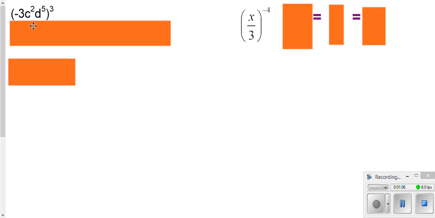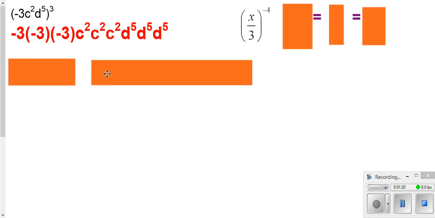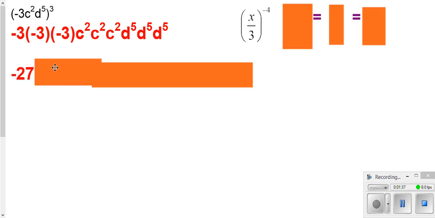So if we look at this, you could look at this in a couple of different ways. Since it's all multiplication, you could apply the exponent to each one on the inside. But being all cubed, you know it's going to be negative 3c squared d to the fifth multiplied by itself 3 times. So you're going to have a negative 3 showing up 3 times because of this. You're going to have a c squared showing up 3 times, and a d to the fifth showing up 3 times because of the exponent of 3. So you get negative 27, c to the 6th, and d to the 15th.